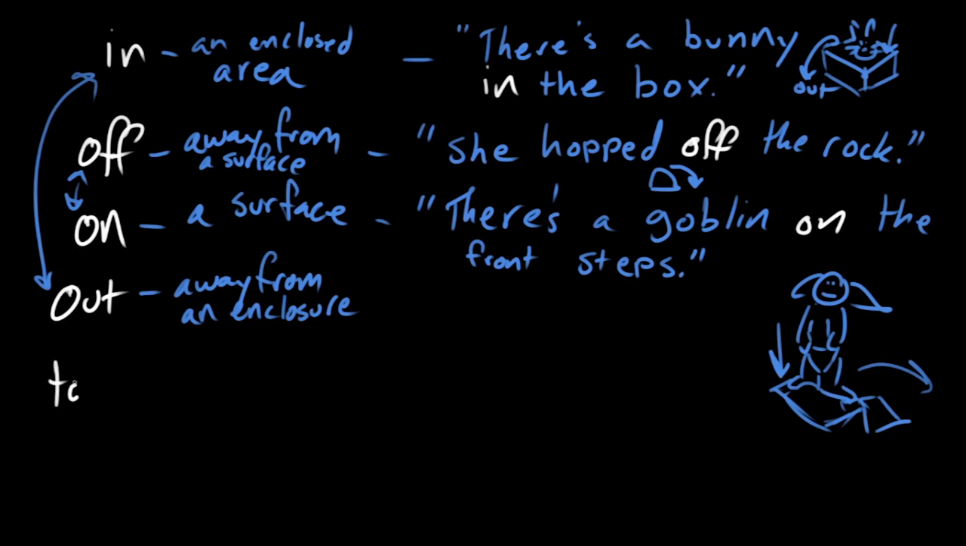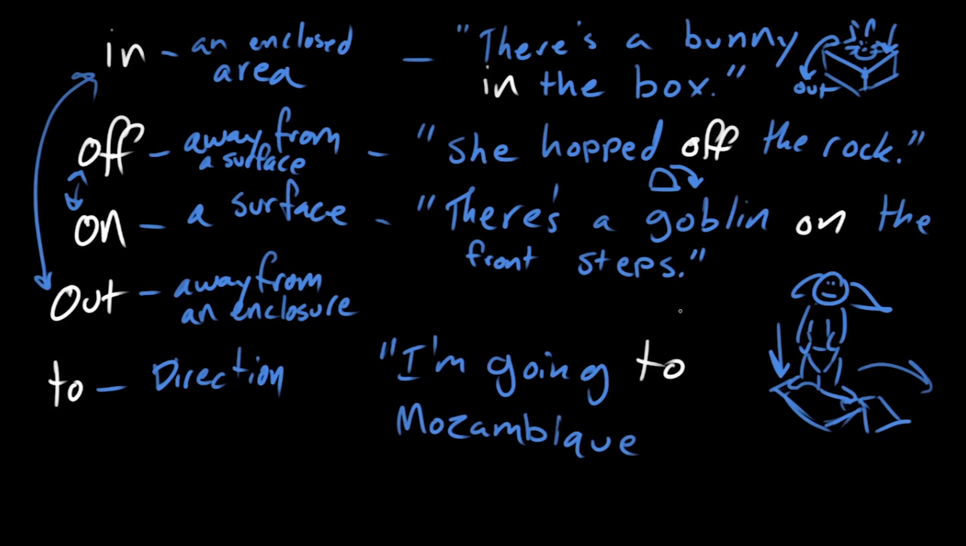And there's plenty of other prepositions, but let's talk about to. When you're talking about to in the physical sense, it has this connotation of direction. So you could say, I'm going to Mozambique. These are some of, but certainly not all of, the spatial prepositions of English.